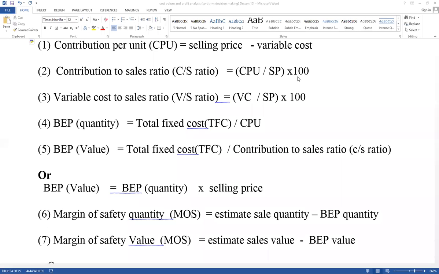We have been discussing lesson 15, cost, volume, and profit analysis, short-term decision making. In the A-level paper, normally 20 marks are available as a separate question, as well as 3 MCQ questions.